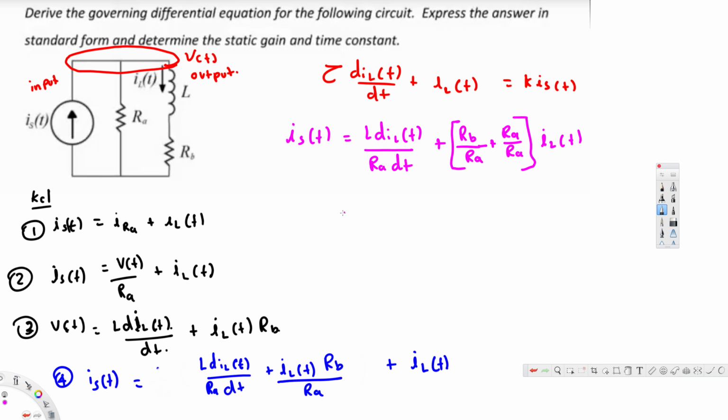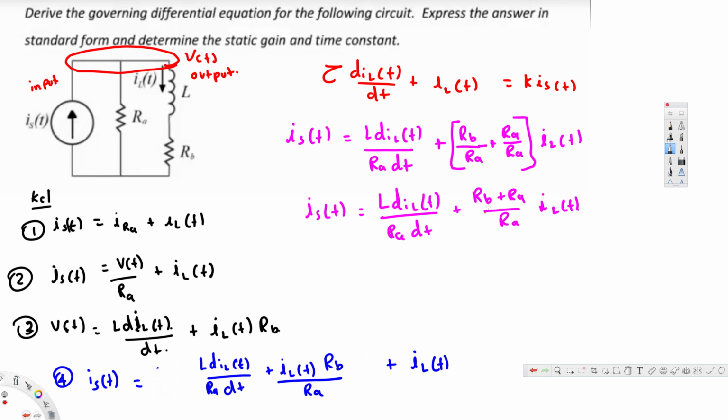In that way we will get Is of t is equal to L dIL of t over RA dt, and here we are going to have RB plus RA divided by RA IL of t. Okay, that's it. Now we have to compare this one with the standard form. In the standard form there's no coefficient in front of this IL of t, so we have to bring the same pattern right here.